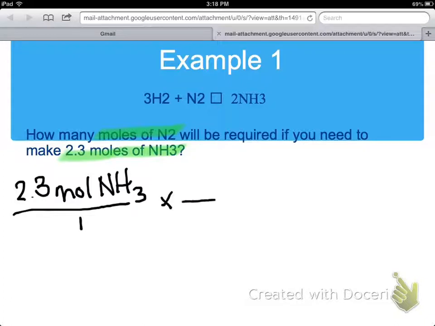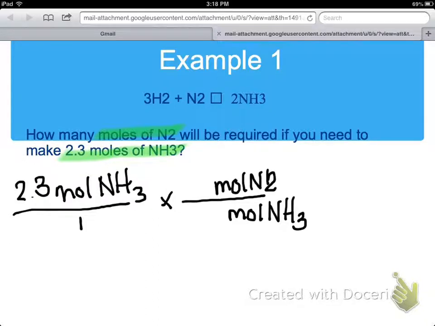Now we're going to set up our conversion factor. So here's where my mole ratio comes into play. So I have moles of NH3 that I'm given. It's on top. So it has to go on the bottom here in my conversion factor. So that way I'm able to cancel it out. I'm trying to solve for moles of N2. So that one, moles of N2, will go on top.